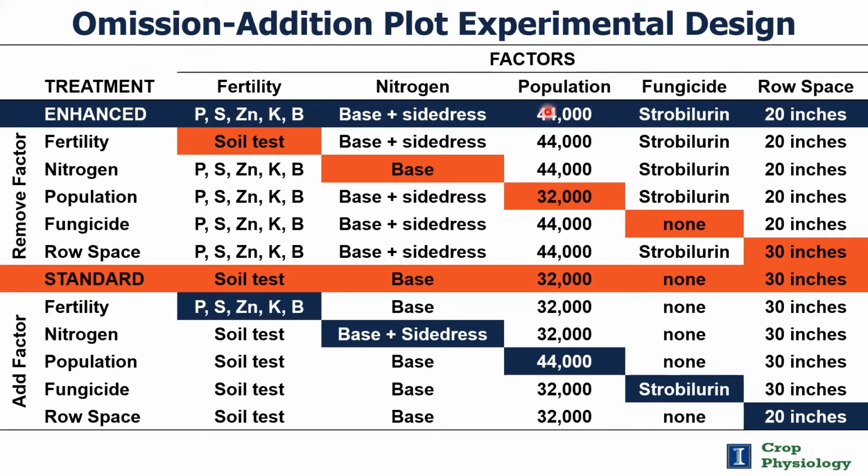It has all 5 of our factors at the enhanced level. We have the phosphorus, sulfur, zinc, potassium, and boron. We have the base nitrogen plus side dress, 44,000 plants per acre. We got the fungicide and the narrow row system. But to see the value of each one of these factors within the enhanced system, we're going to remove it or swap it with the standard version of that factor one at a time to see what the yield decrease is from taking that enhanced factor out of the system.